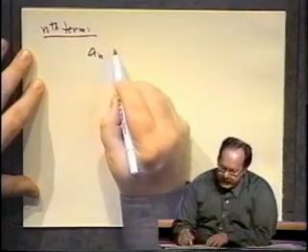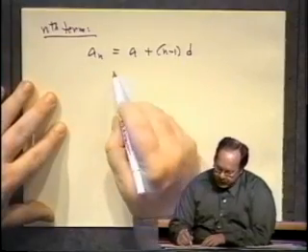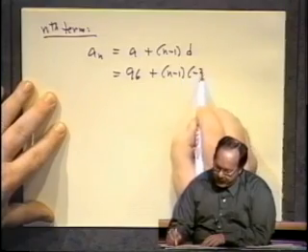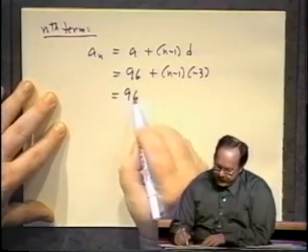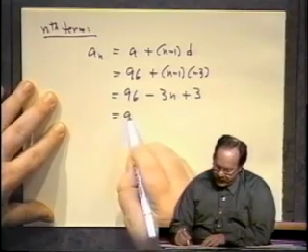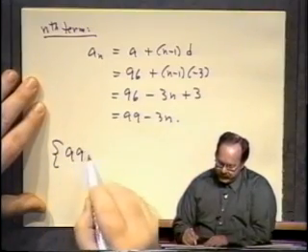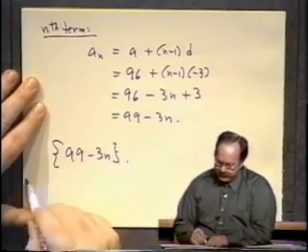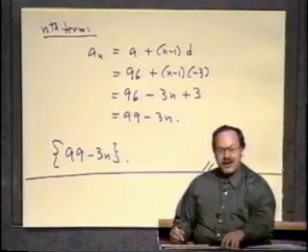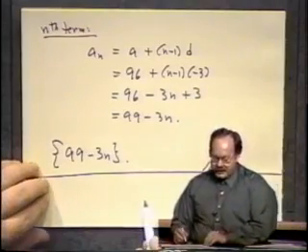That's going to be a sub n equals a plus n minus 1 times d, the standard form. Now I put in the a and d I know: 96 plus n minus 1 times minus 3. And simplify: 96 minus 3n plus 3. So I have 99 minus 3n. And so if I wanted to write the sequence, it would be the sequence of 99 minus 3n. And there you go. We've answered that question, and I hope that's what you got and that you feel more confident about arithmetic sequences.